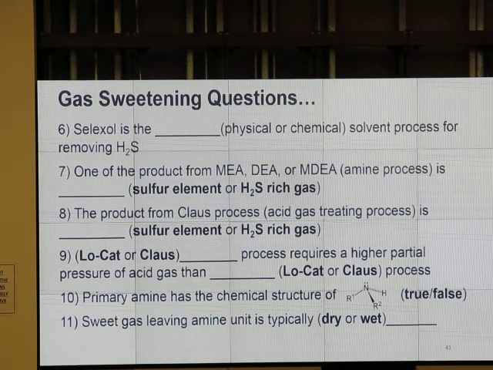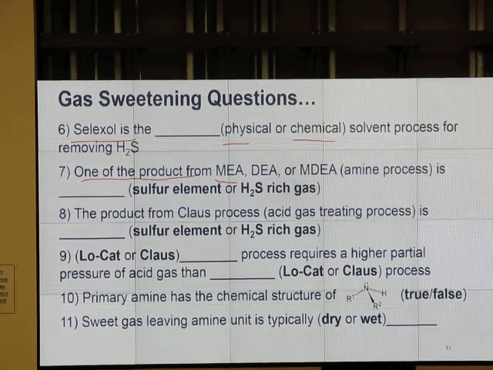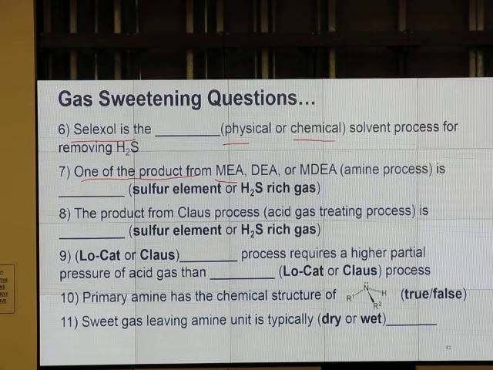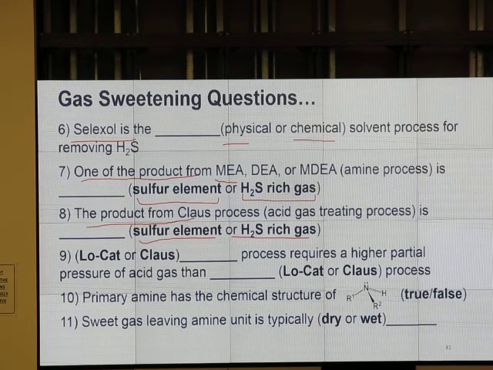Selexol, who's Clara? Okay. Selexol is the physical or chemical solvent process? Physical. Correct. One of the products from MEA, DEA, MDEA process is sulfur element or H2S rich gas? H2S rich gas. Okay. The product from Claus process, acid gas treating, the product is what? What is the product? Sulfur element, or elemental sulfur.